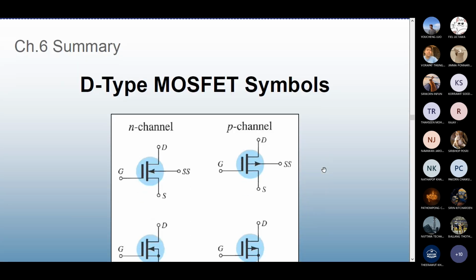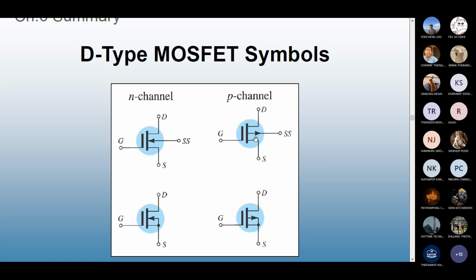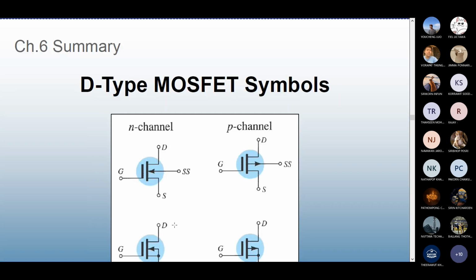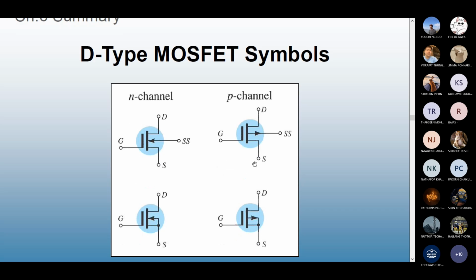But before we talk about that, see, the symbols are quite different. You have N channel, P channel. For the N channel, the arrow goes inside. For the P channel, the arrow goes away. You have gate, source, drain. Sometimes you have a substrate terminal, sometimes you do not have it. It's an optional one. And unlike the JFET, there is an additional vertical line.